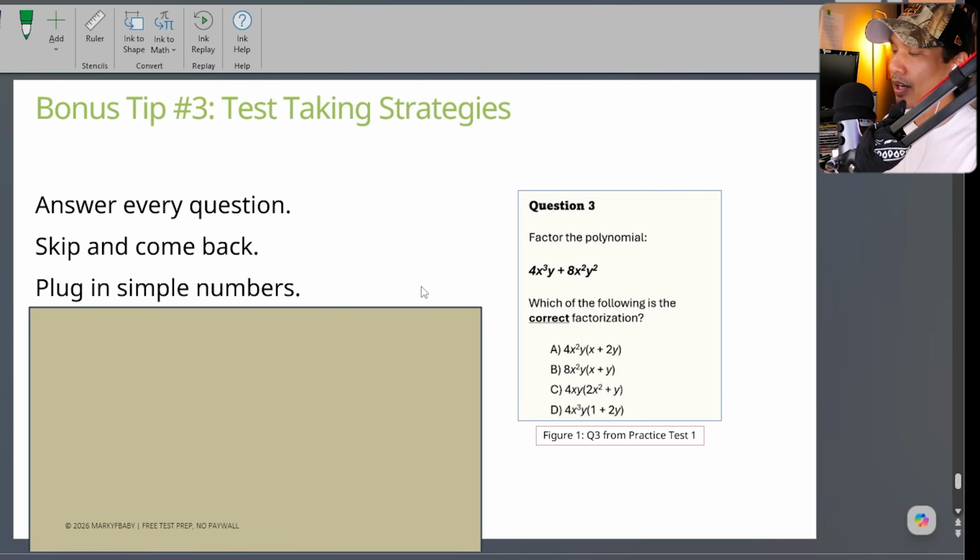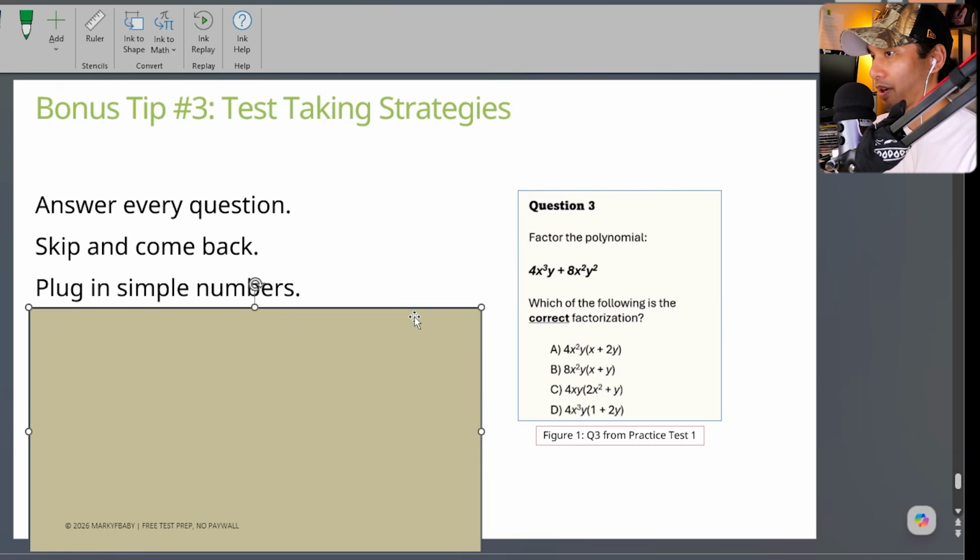Next, okay? Plug in simple numbers. When you are figuring out numbers or plugging in numbers for the cutoffs, when it says y greater than negative 10, and that's your cutoff, don't choose y equals 8. Choose the easiest number, which is y equals 0. Okay? Plug in simple numbers.